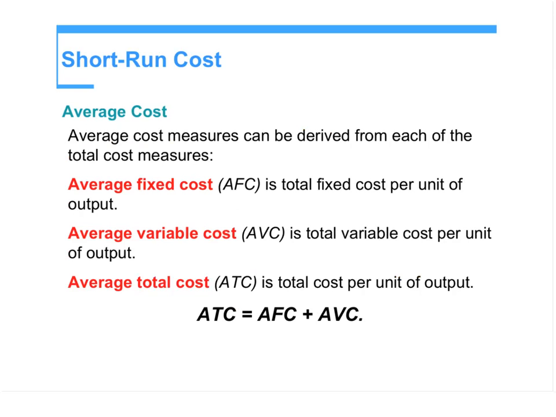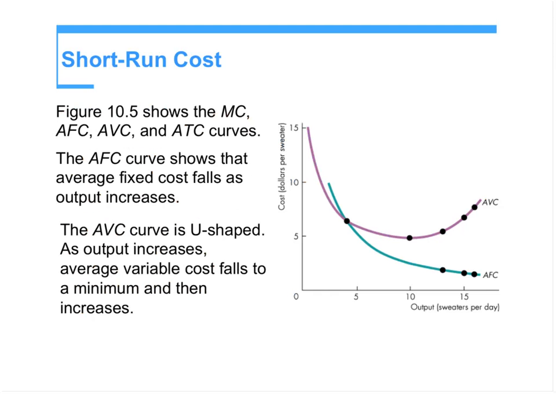The average cost measures can be derived from each of the total cost measures. First, average fixed cost is the total fixed cost per unit of output. Average variable cost is the total variable cost per unit of output. And then average total cost is the total cost per unit of output. So when you change that to per unit, total cost equals fixed cost plus variable cost, and you get average total cost, average fixed cost, and average variable cost. When you calculate the fixed cost per unit and the variable cost per unit, you will get the average total cost, which is also a very important concept.